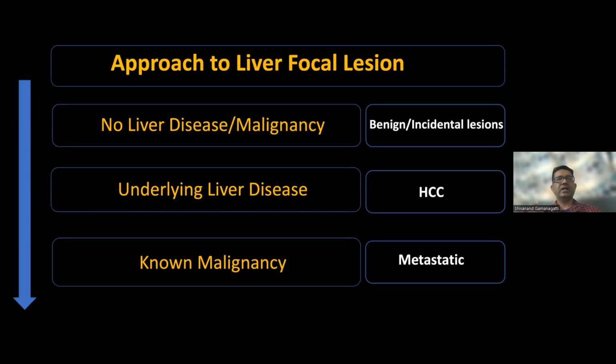If there is underlying liver disease, commonly you want to think of a solid lesion in the line of HCC. We have to apply the LI-RADS system, which I will discuss. If the patient already has a known malignancy and you see any solid lesion, then obviously one may start thinking it could be metastatic. This is broadly how you want to approach.